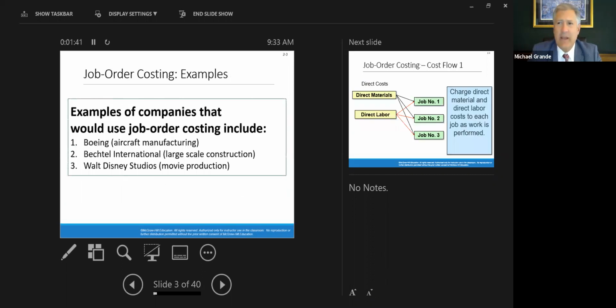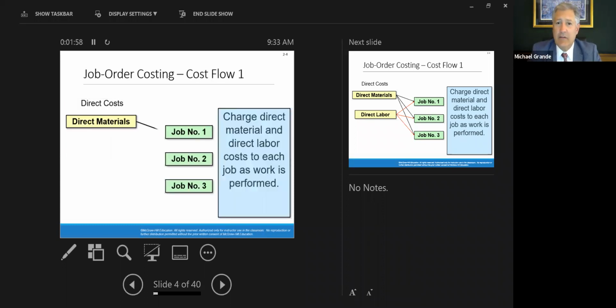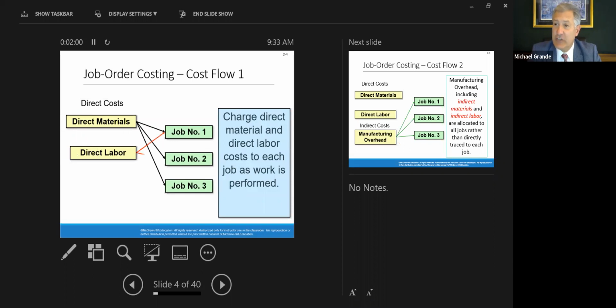Some examples, I gave you the house builder, but there's some other things like Boeing, they build aircraft. Bechtel International, large-scale construction, Walt Disney movie productions. They want to keep track of the costs specific to that project, to that order. So again, you may have 3 different jobs going on. Job number 1, job number 2, job number 3. In my house builder, plat number 1, plat number 2, plat number 3.